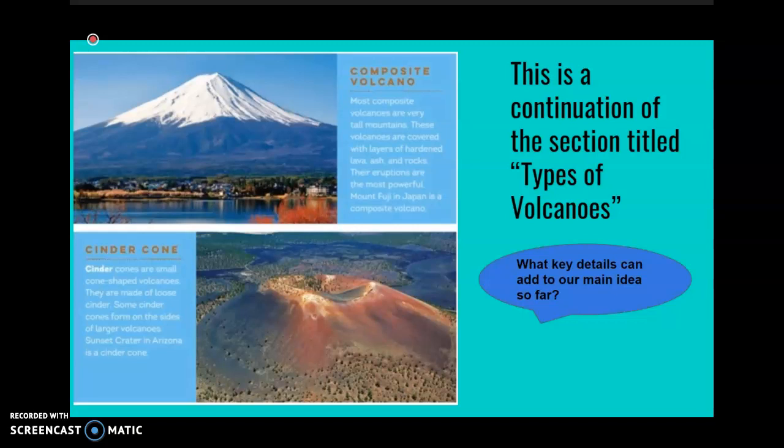Very good, Madison. So they are also made out of lava, rock, and ash. Well, Madison, which volcano is made out of those things? Because remember, each one is different. So when you say they, which volcano are you talking about? Very good, Madison. Composite volcanoes.